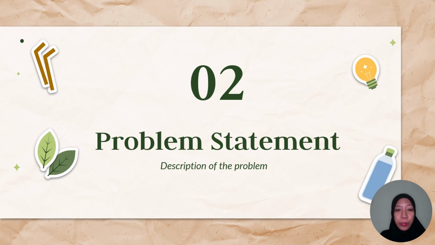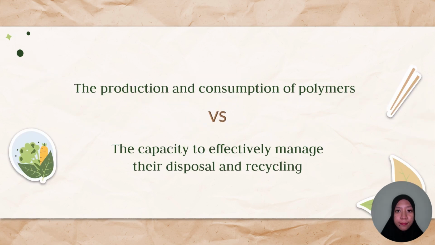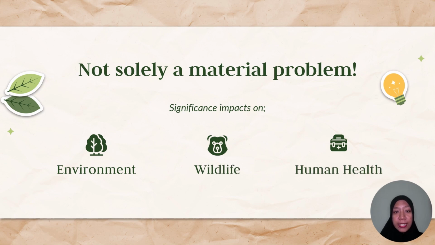Now we look at the problem statement. It has been identified that there is an increasing imbalance between the use of polymers and efficient end-of-life options. It refers to the growing disparity between the production and consumption of polymers, particularly plastic, and the capacity to effectively dispose and recycle them at the end of their life cycle. Plastic pollution is not solely a material problem, as it has a significant impact on the environment, wildlife, and human health. Some of the impacts that can be mentioned are carbon emission, transfer of toxins, food and water contamination, etc.